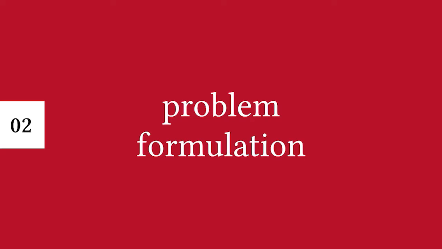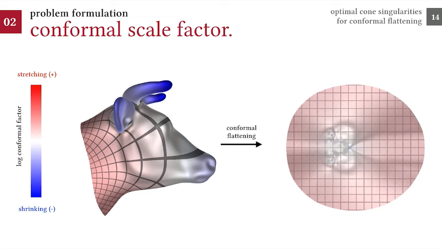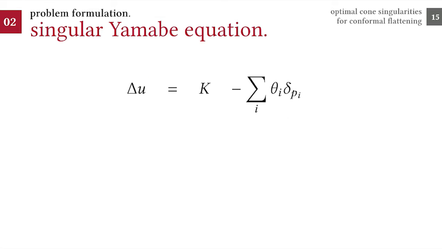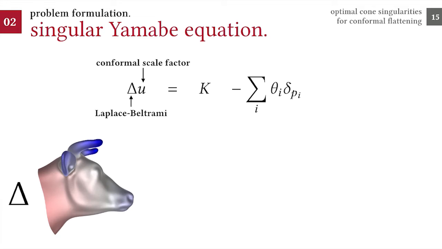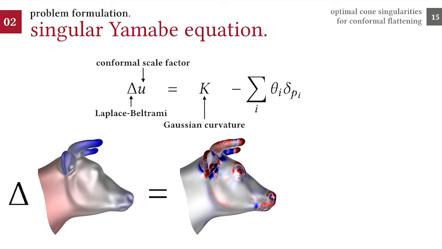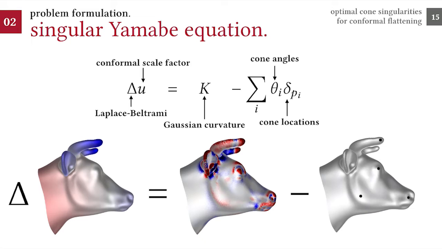So to formulate our problem, we need to understand a little bit about conformal maps. Since conformal maps exactly preserve angles, they can be completely described by this real-valued function on the surface called the conformal scale factor. And this just tells us how much stretching or shrinking there is locally. These conformal factors are related to the cone singularities through this linear PDE called the singular Yamabe equation. What it tells us is that the Laplacian of the conformal factors is equal to the curvature of our original surface minus the singular curvature distribution of this cone metric.